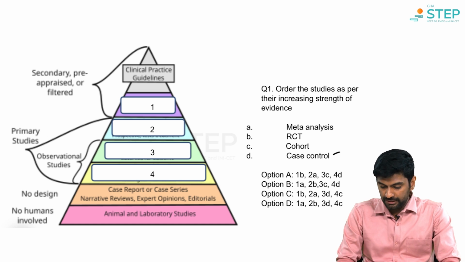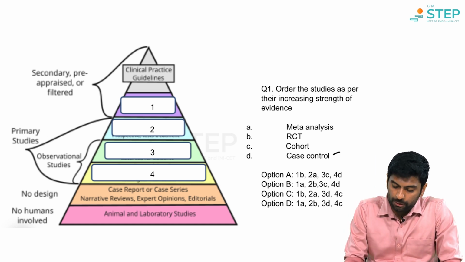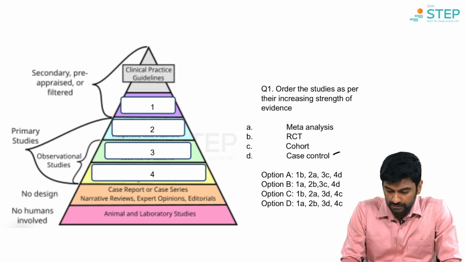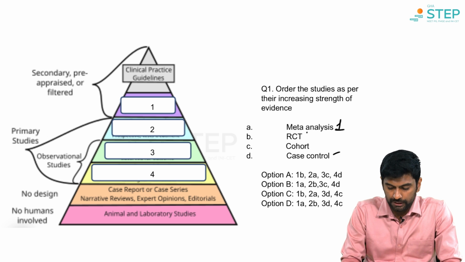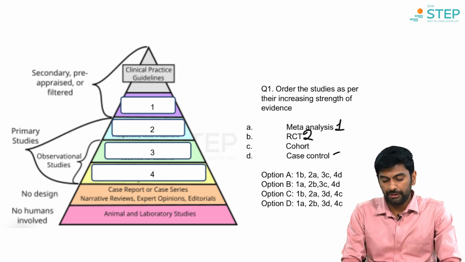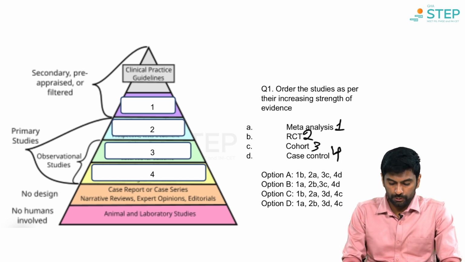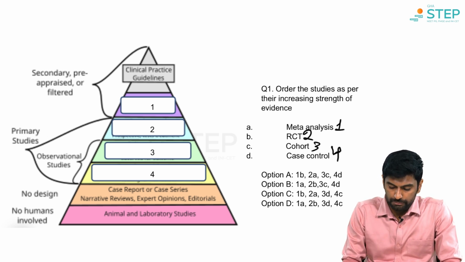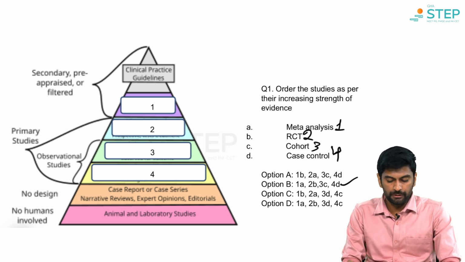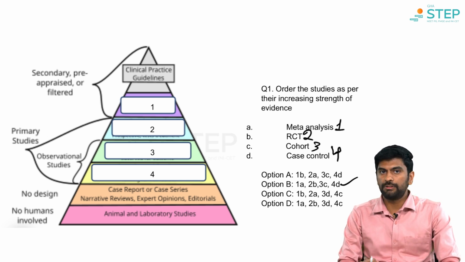So just by seeing these four options, we know that meta-analysis is going to be the number one option because that is highest among this specific image, followed by which we have randomized controlled trials. Then there's going to be a cohort study which is going to be third in the list here, and followed by case control study which is going to be fourth. So the option that corroborates with this specific order is going to be option B, which is 1A, 2B, 3C and 4D as well. So that is the option that we have.